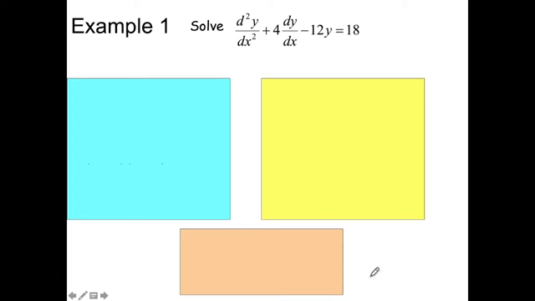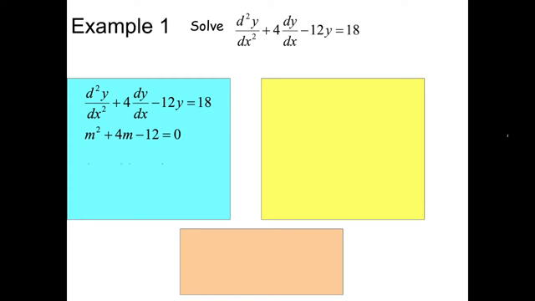Okay, so let's do an example. We are asked to solve this equation. So our f of x here is a constant. First, we write down the auxiliary equation for the homogeneous case.